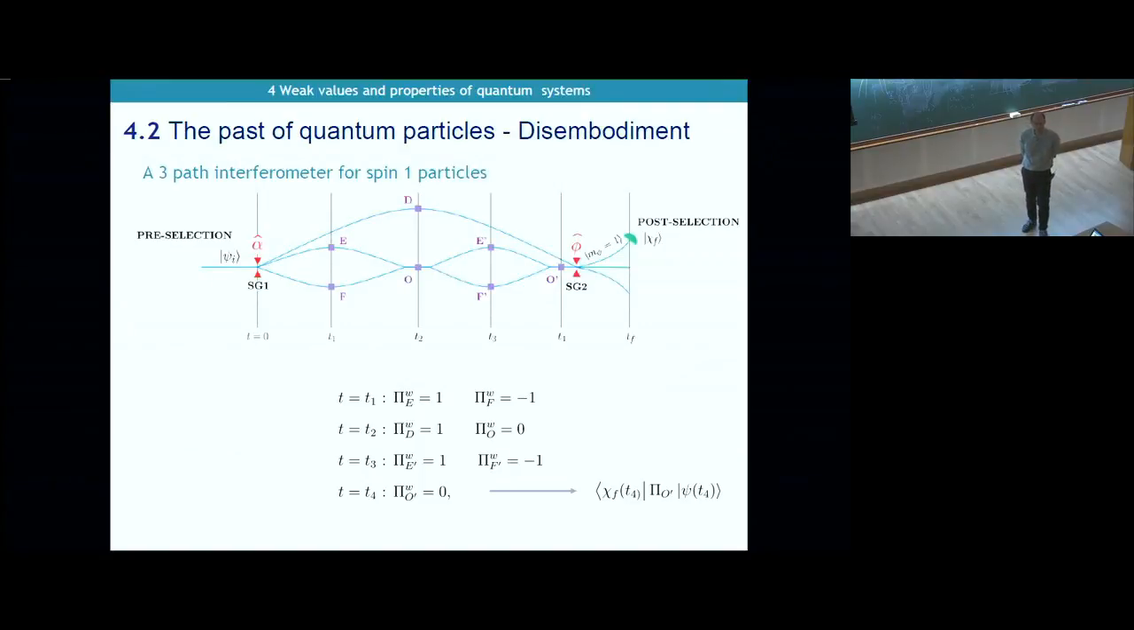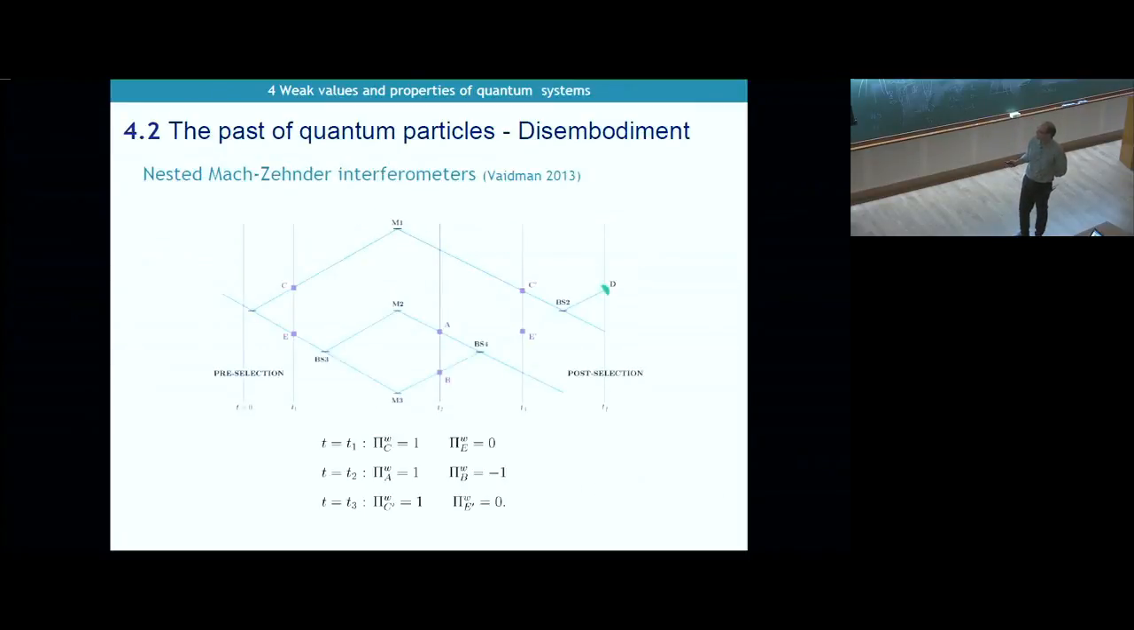And so again, if you couple a weak pointer here, you will see that it picks up nothing. Here it picks up nothing, but here it picks up something.